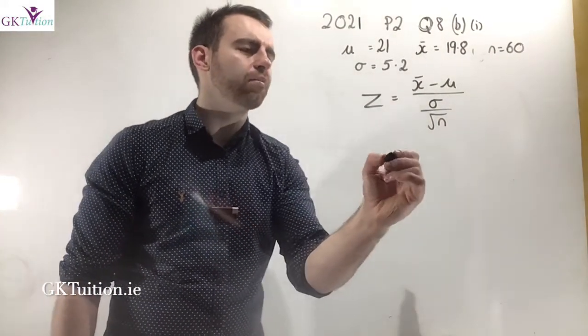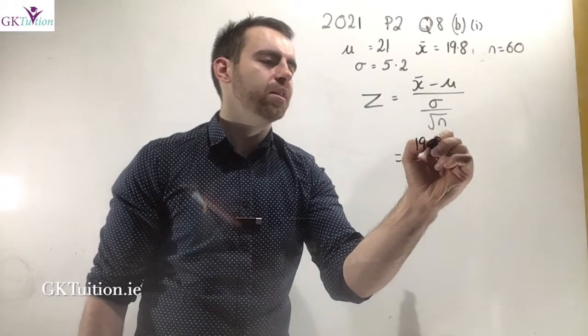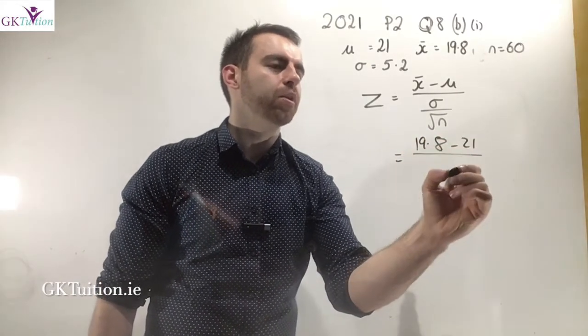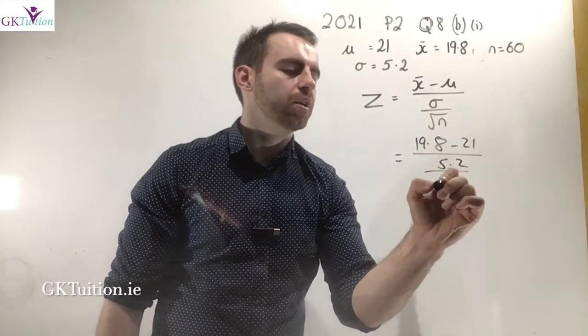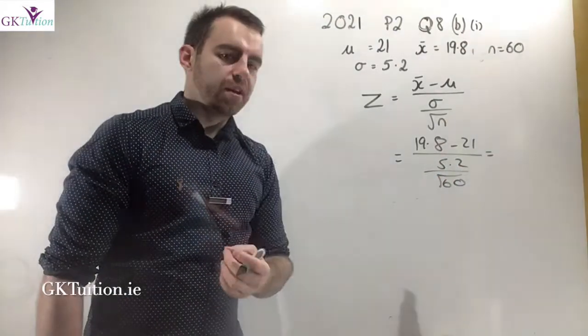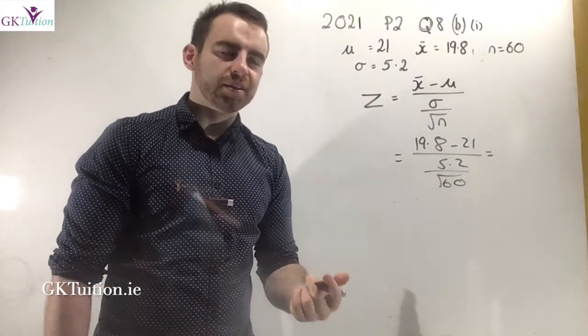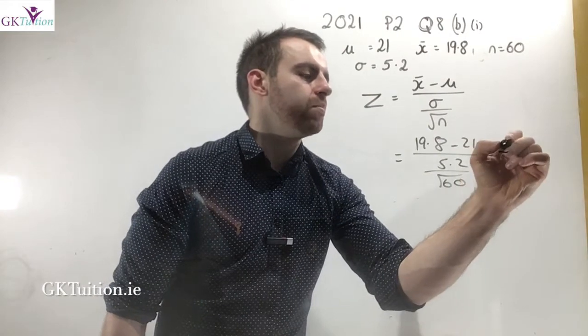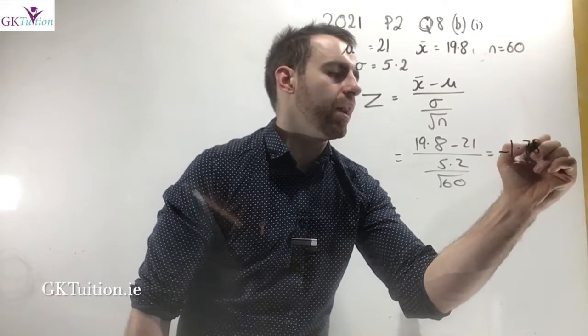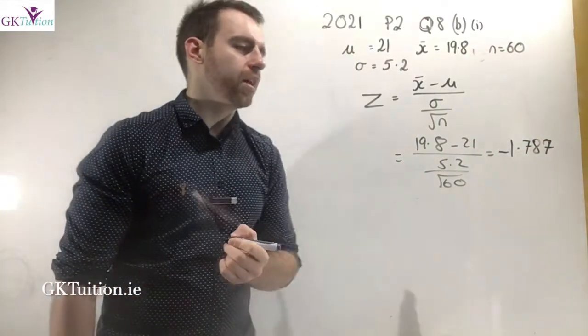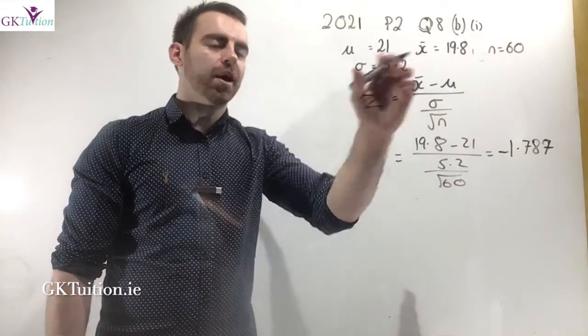We can just plug in all of our values here. In this case, 19.8 minus 21 over 5.2 divided by the square root of 60. And if you plug all of this into your calculator, your Z-score or your test statistic works out as minus 1.787. And that's our final answer for B part I.